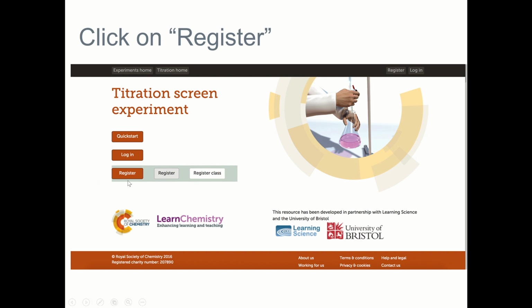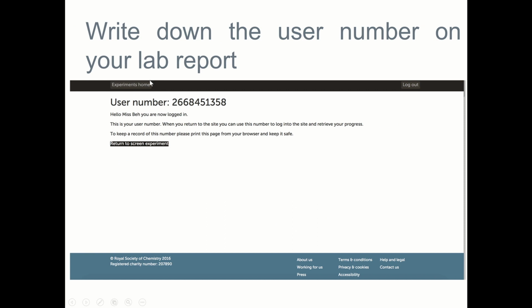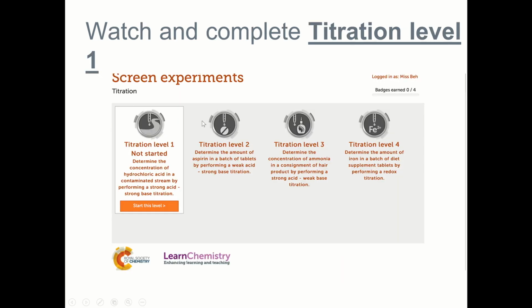When you go to the URL, you'll get this page. Click register. Register your own name, register your own experiment. You can type your name, and you'll get this lab report. This number, please remember. Write down your user number here, so I can retrieve it. Start only titration 1.